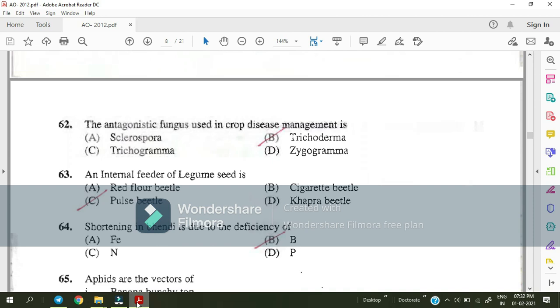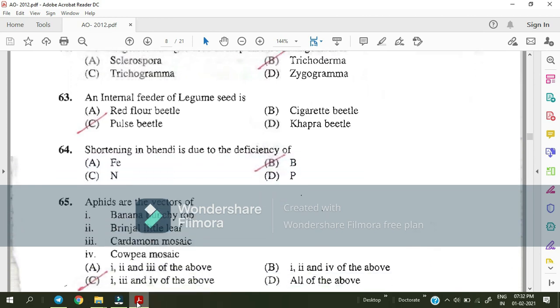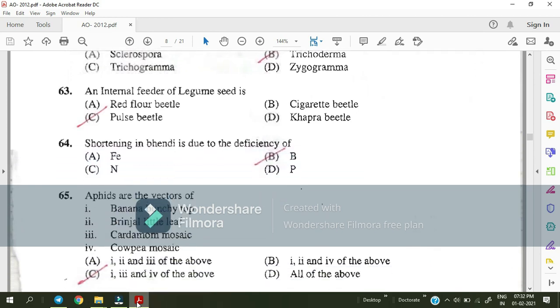64th question, shortening in bhendi is due to the deficiency of boron. Nitrogen deficiency mostly occurs in older leaves. 65th question, aphids are the vectors of banana bunchy top, cardamom mosaic and cowpea mosaic. We have already seen banana bunchy top, Pentalonia nigronervosa. Cardamom mosaic is also Pentalonia nigronervosa.